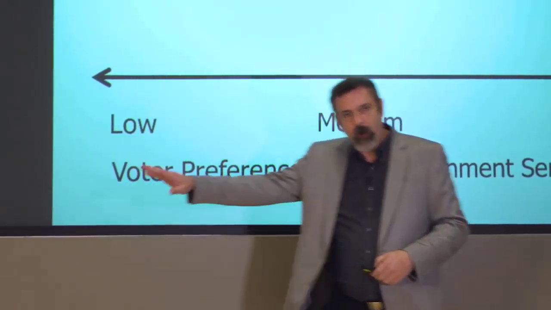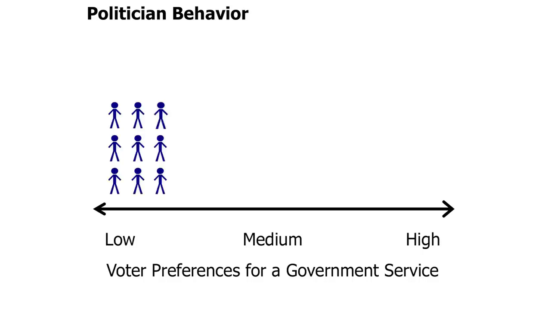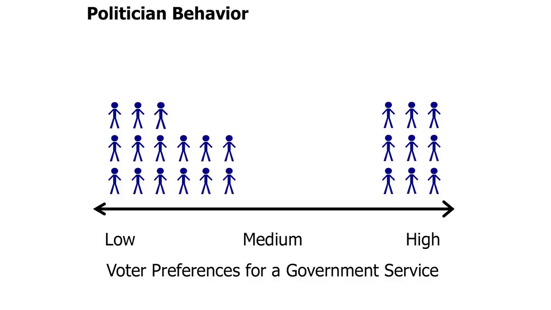And you can imagine amongst all the voters, there's a lot of people who would like a low level of this government service. And you could imagine as well there's another large body of voters who would like a high level of this government service. And you could imagine perhaps there's a smaller number who would like a low to medium level of this government service, and a smaller number who would like a medium to high. And then finally, you might imagine that the fewest number of voters of all would like a medium level of this government service.